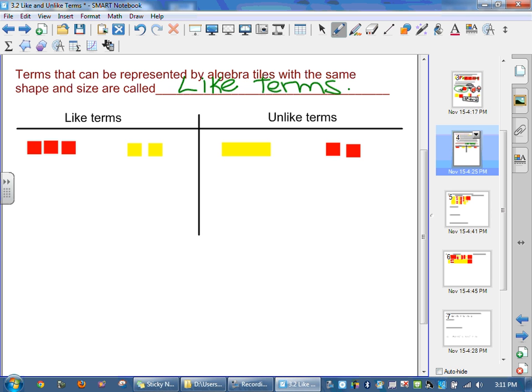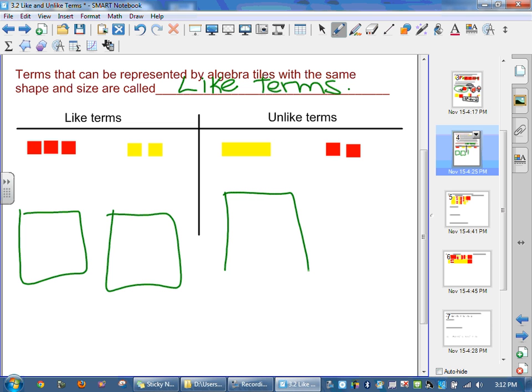Here you've got a stick and here you've got two baby ones. Different sizes, they don't match. You can only combine the ones that match. I could have a big box and I'd have to have another big box to add to it. Over here, if I had a big box and maybe a small box or a stick, those are all different sizes, so they're not like terms. Okay? Let's look at the next one.